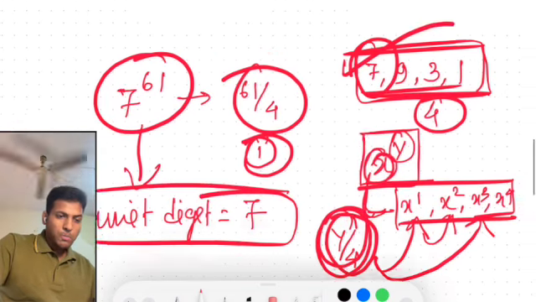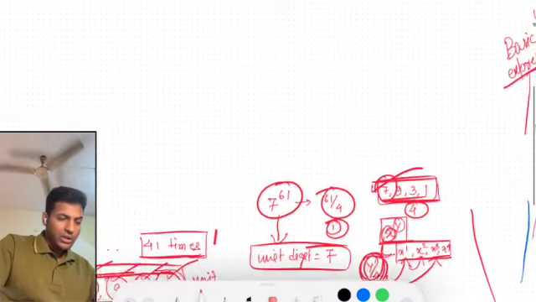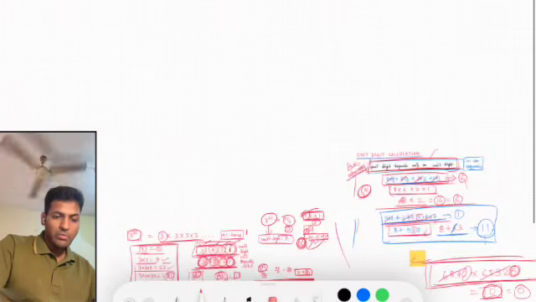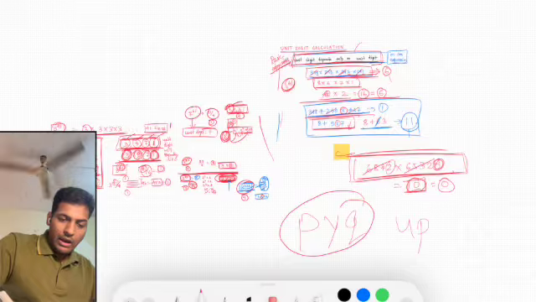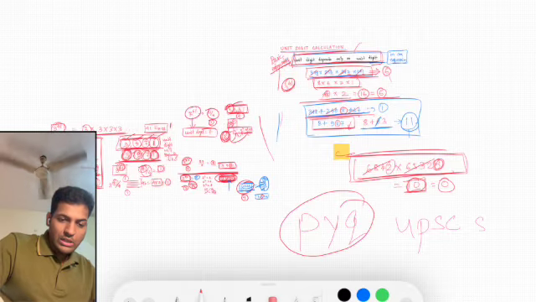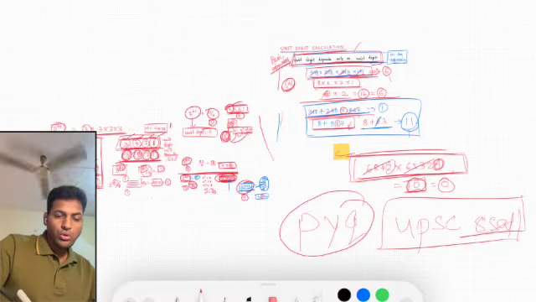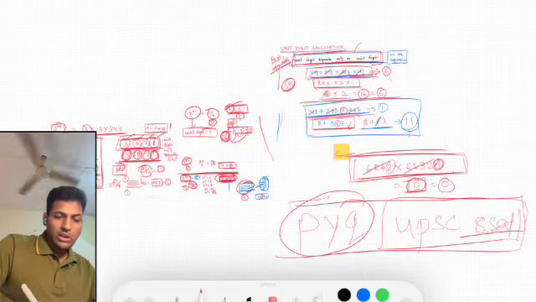Now this is part 1 for unit digit calculation. In the next part, we will be seeing some PYQs of UPSC CSAT, and we will try to see how difficult questions can be solved most easily. We will also be seeing unit digit calculation in case of some difficult cases.